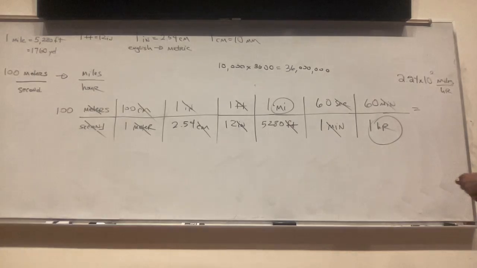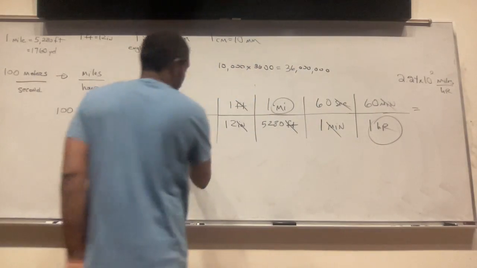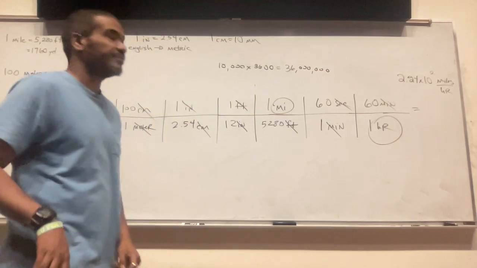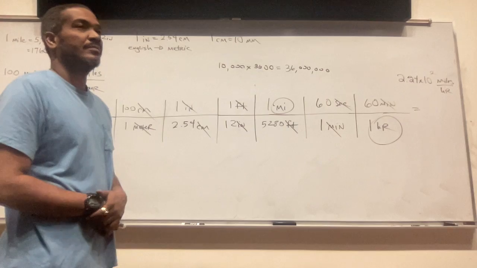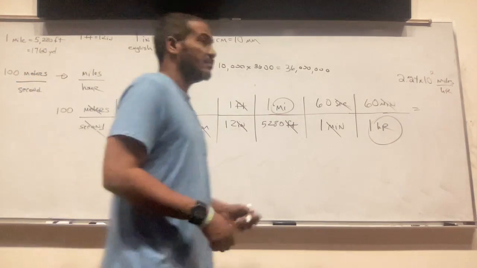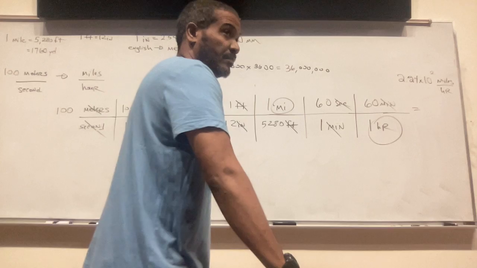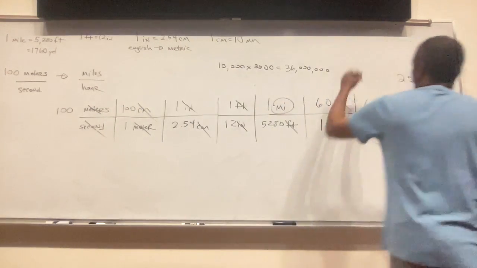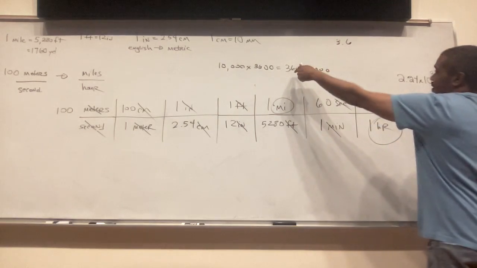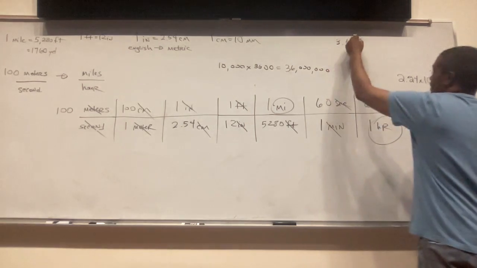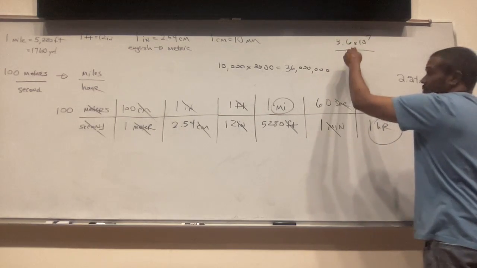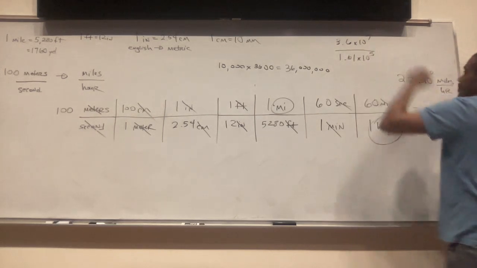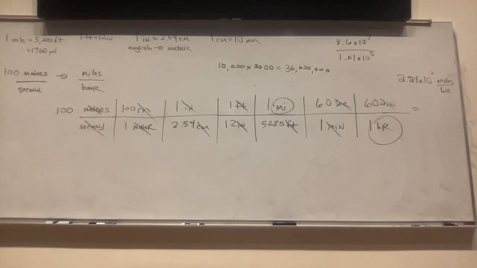And then we have what? 2.54 times 12 times 5,280. What's that number? It should be 160,934.4. What's the scientific notation? 1.61. So we have 3.6 times 10 to the 7 divided by 1.61 times 10 to the 5th. Then it's gonna be 2.23 times 10 to the 12.